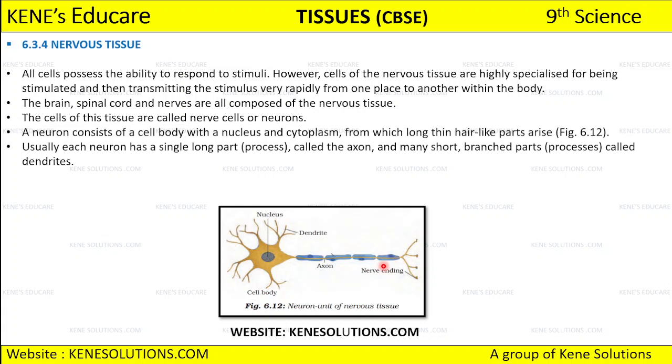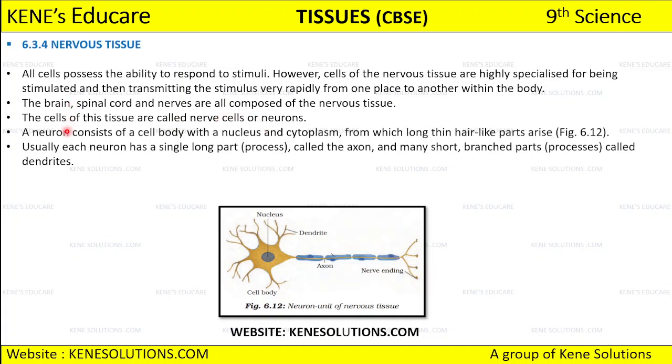Okay, so what comes under our nervous tissue? We have the brain, spinal cord and nerves. All three of these are composed of nervous tissue. Okay, brain, spinal cord and nerves are all composed of nervous tissue. And the cells of this nervous tissue, what do we call them? Nerve cells, or we call them neurons.